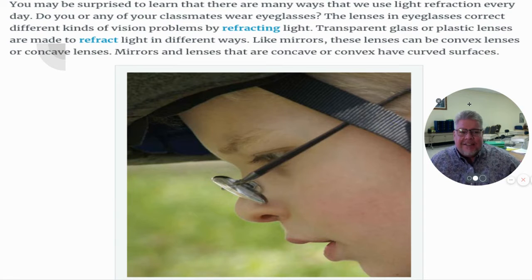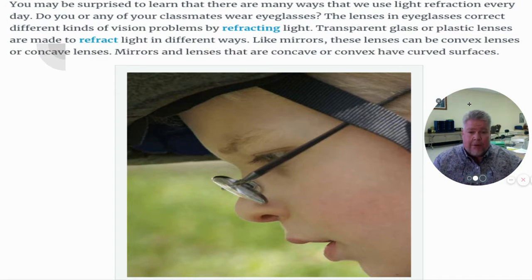The lenses in eyeglasses correct different kinds of vision problems by refracting light. Transparent glass, obviously the lenses of glasses are transparent. You have to be able to see through them, right? Or plastic lenses are made to refract light in different ways.